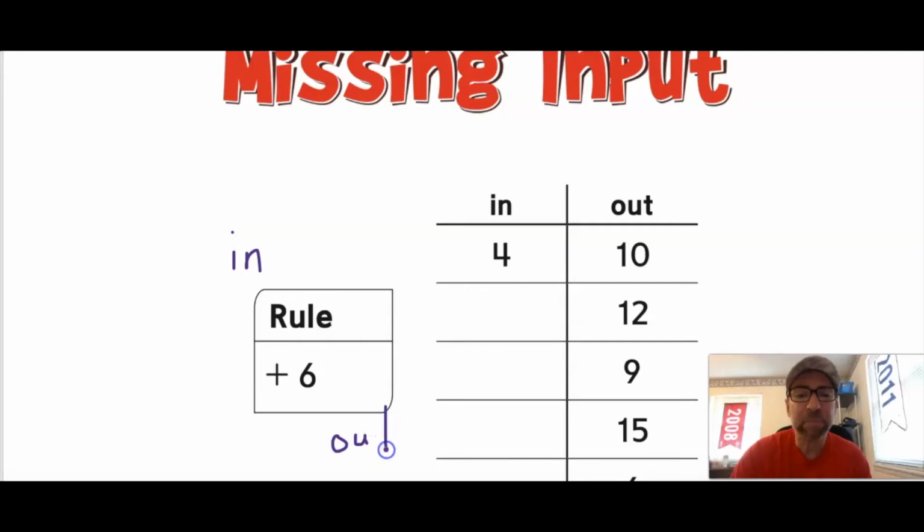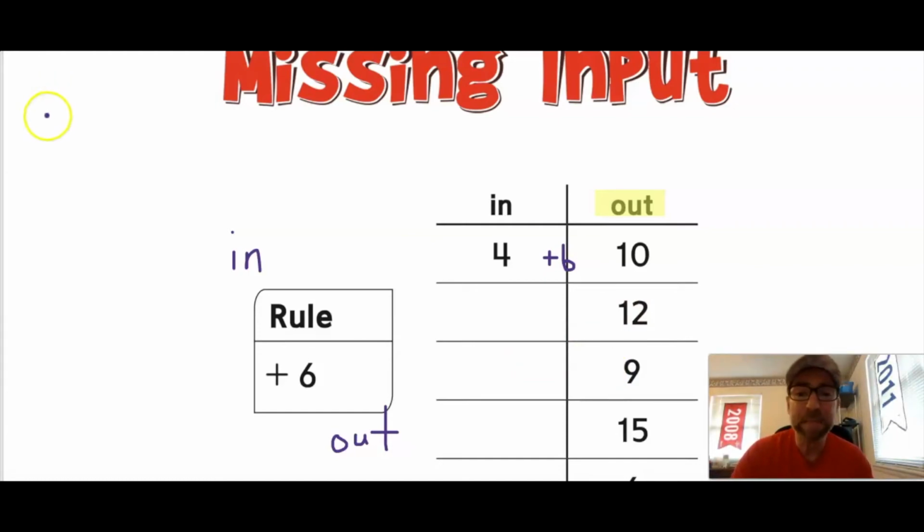Is our in number or the out number going to be bigger? Well, let's take a look at the one we have done for us. 4 plus 6, that's my rule, equals 10. Which number's bigger, the 4 or the 10? The 10's bigger, so that means my out number is always going to be bigger than the in number it is paired with. Now keep that in mind as we work through some of these problems.